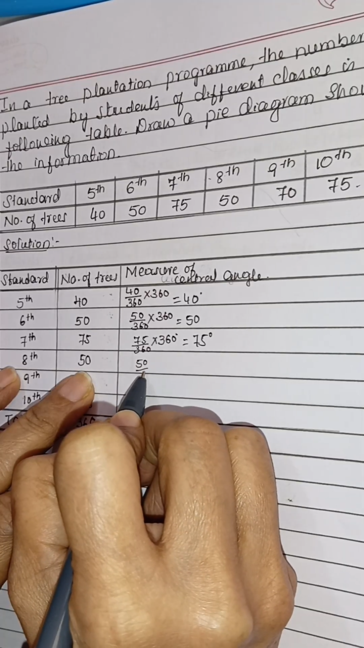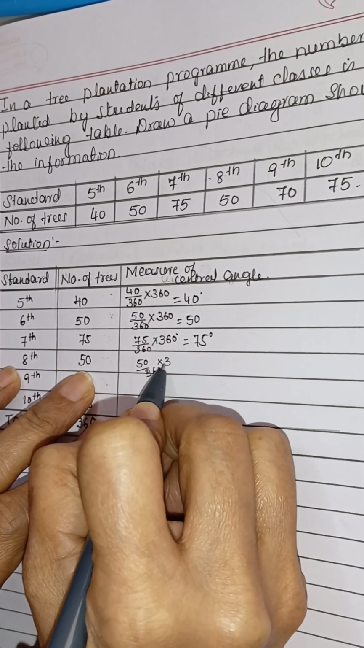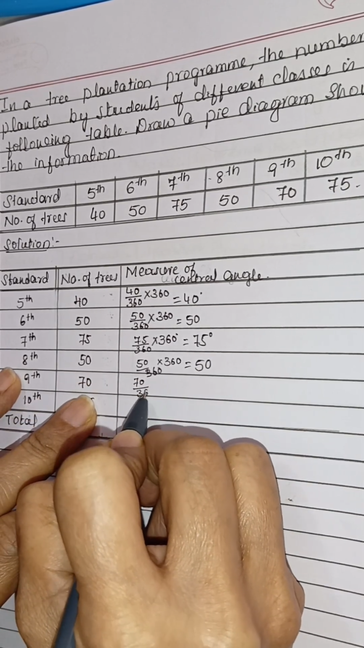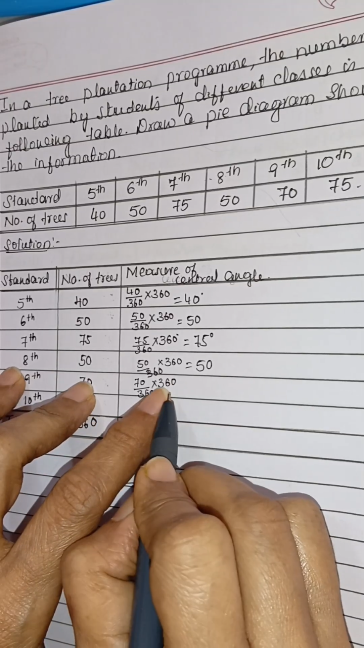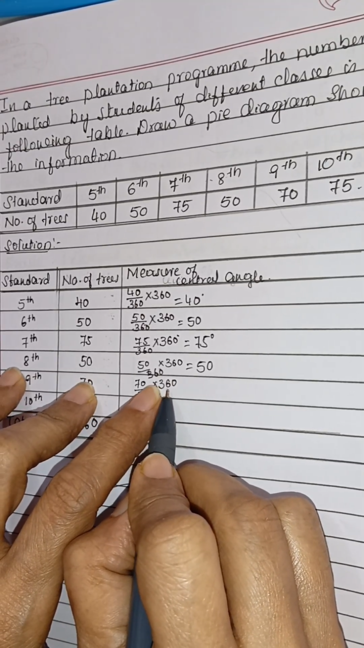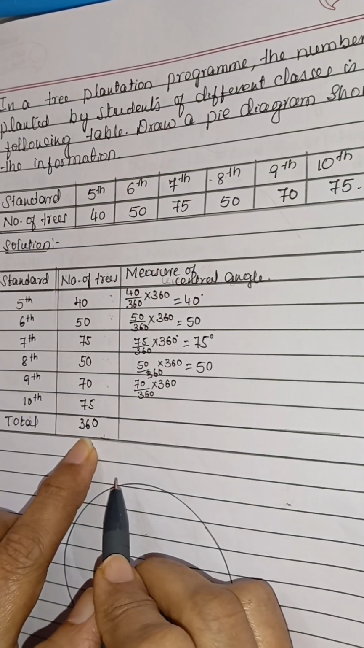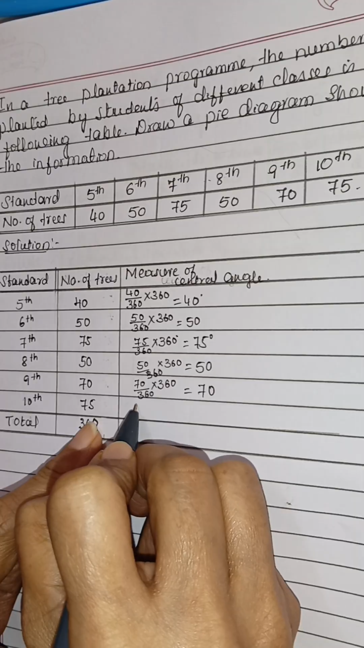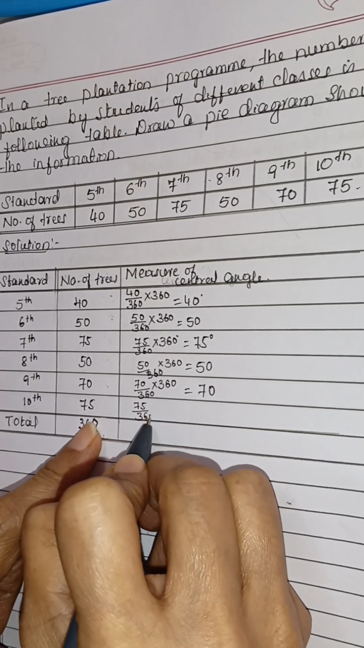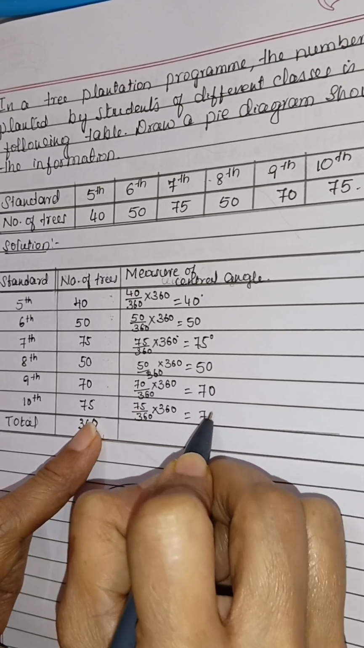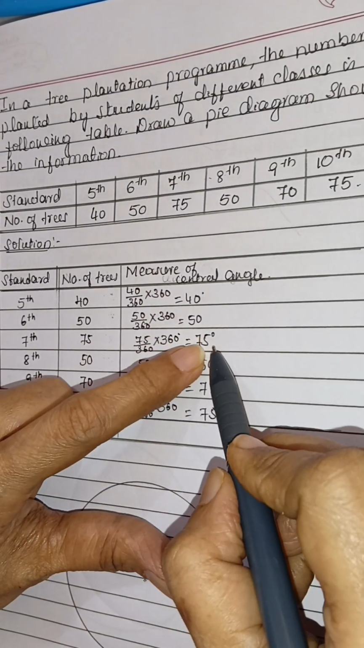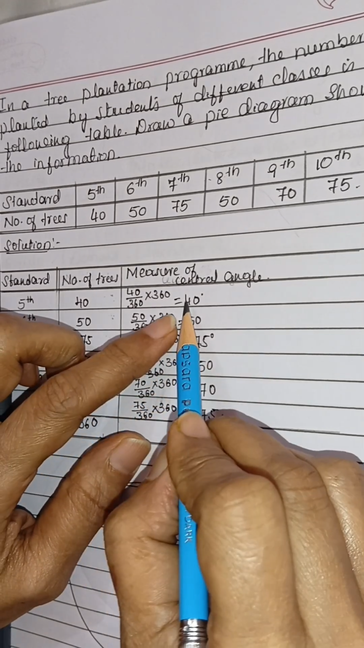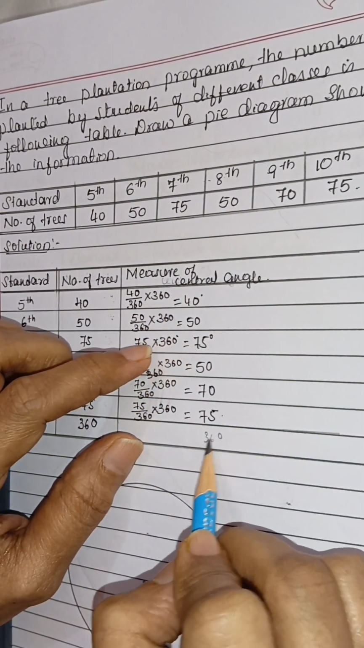50 out of 360, for 360, how much? That is 50. Then 70 out of 360. This 360 is the central angle measure of the whole circle. This 360 is this total. So this is 70. Then 75 out of 360 for 360 is 75. Then we'll write 5, 5, 0, 1 carry, 10, same 360 will come.